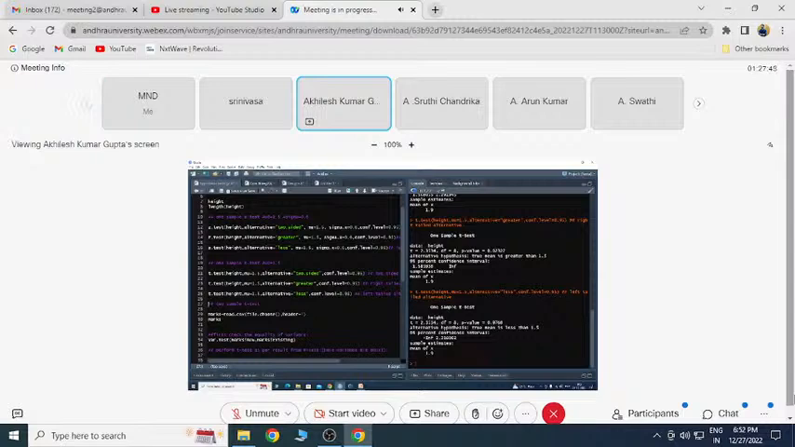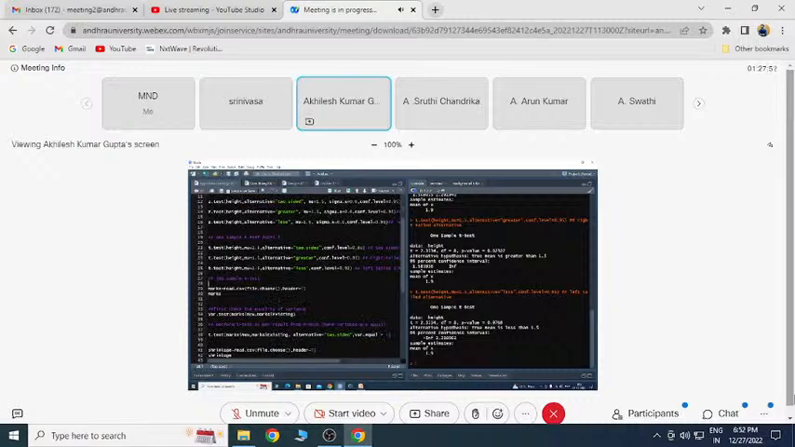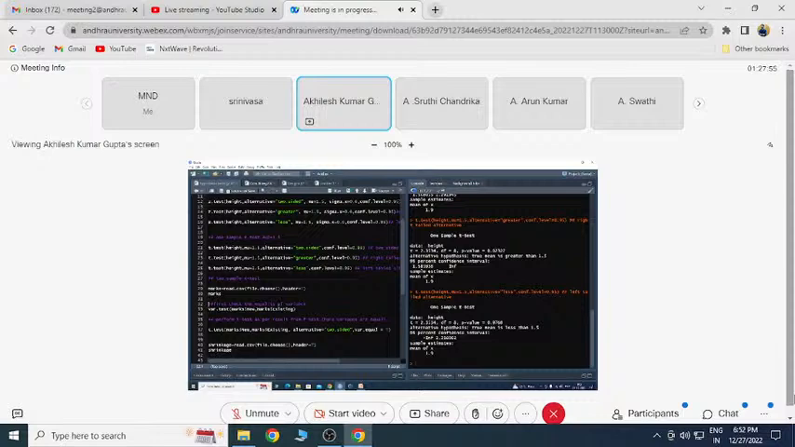Okay. Now this was for one sample. Now we come to the two sample t-test. So this is the command for how you enter your data.